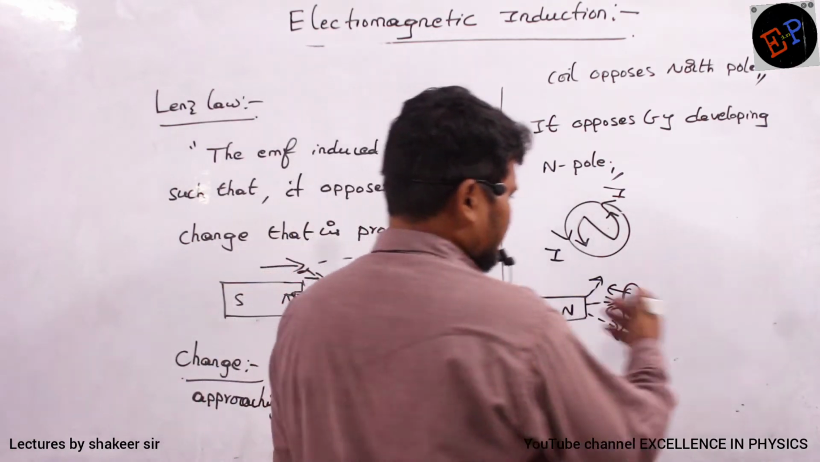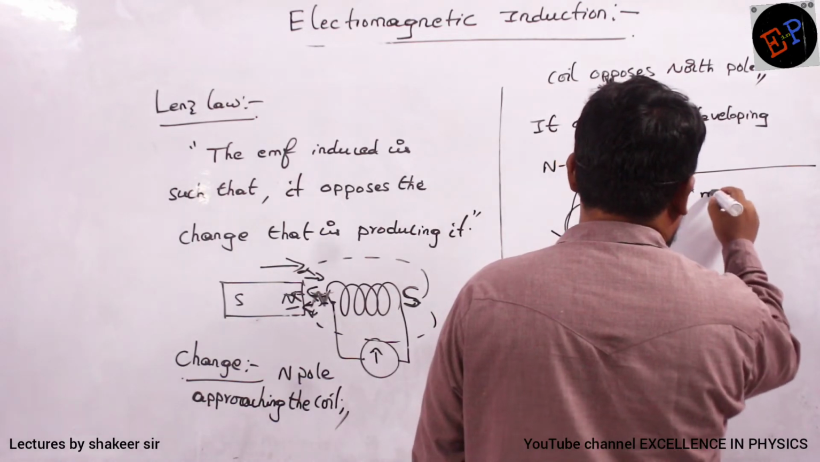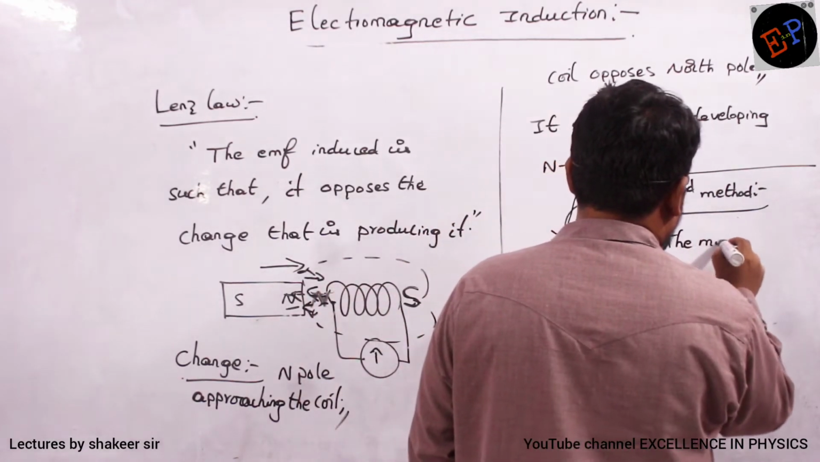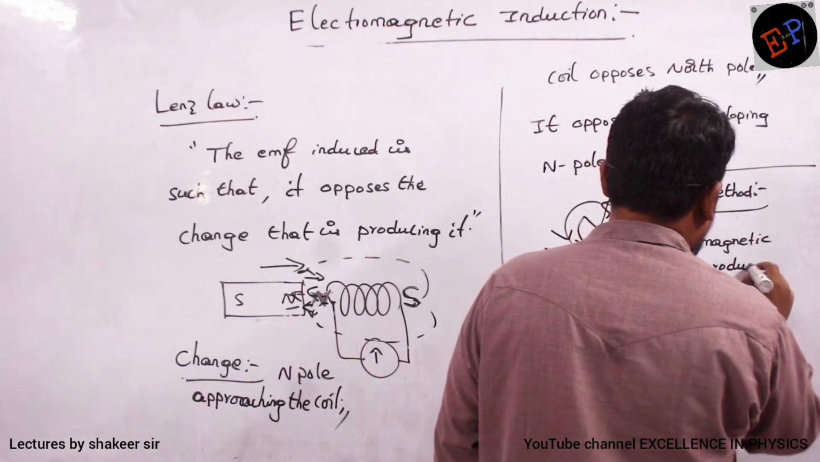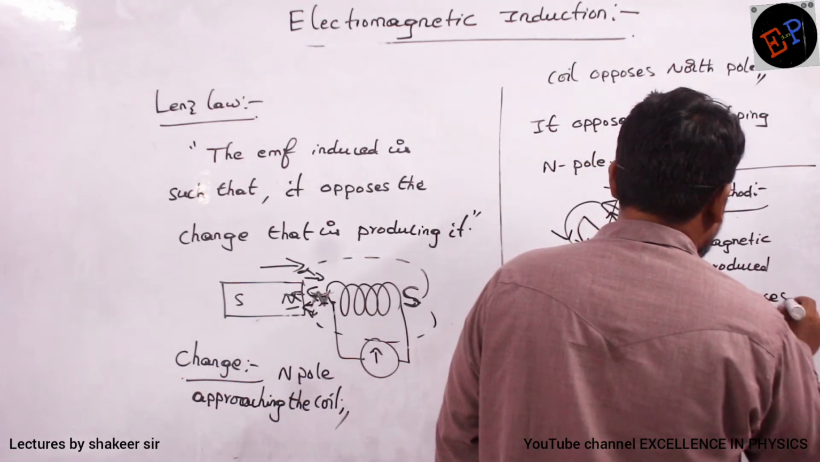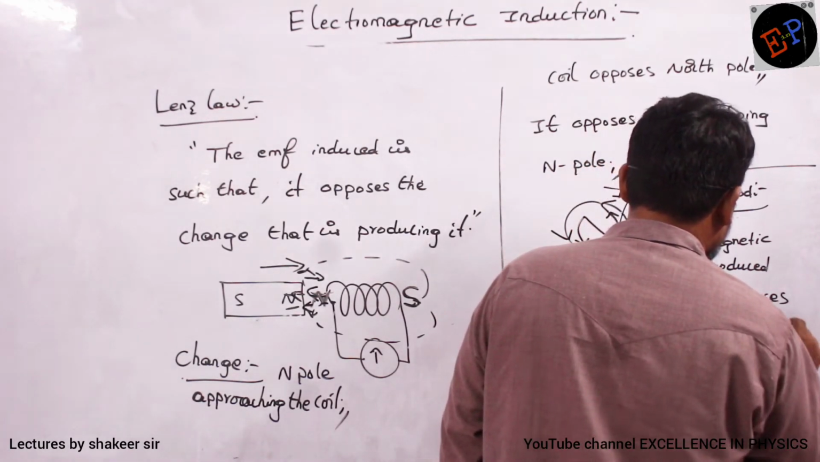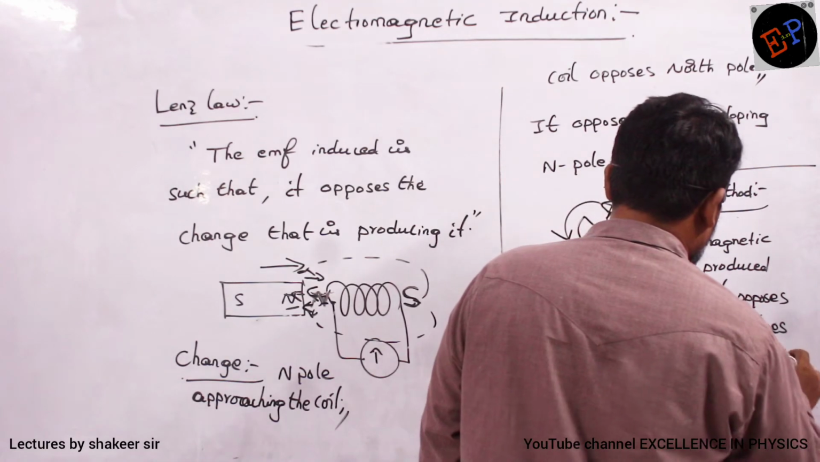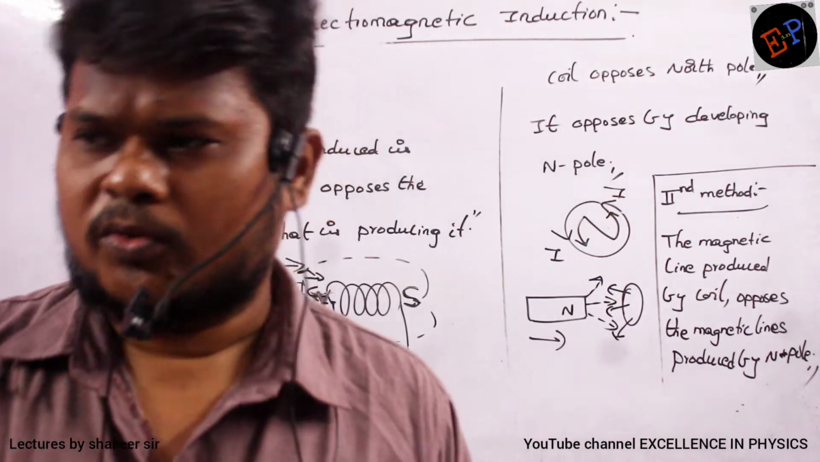So therefore, in another way, how can I say? Second method of explanation: the magnetic lines produced by the coil oppose the magnetic lines produced by the north pole. This is the second method of explanation of how the coil opposes the north pole.